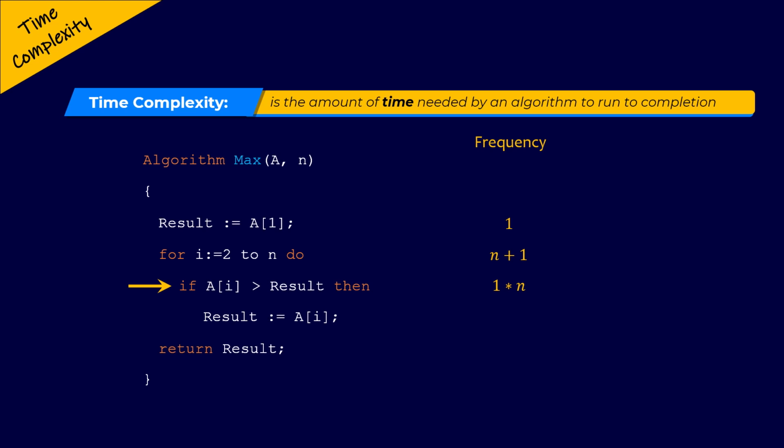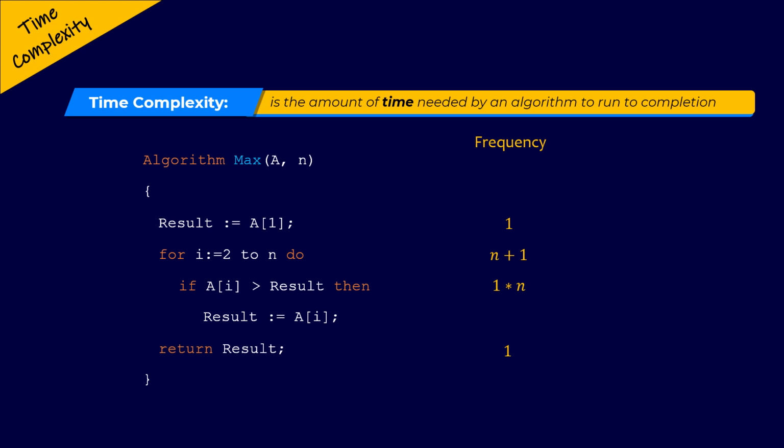Then the statement inside the if block, which is result assigned the value of a[i], is also a primitive statement. And this statement executes depending upon the condition in the if block. And for the if block, we have already computed its frequency. Then we have the last statement as the return statement, which returns the result. The return statement is a primitive statement, so it will take a unit time, and this statement executes only once. Therefore, the frequency of the return statement is 1.